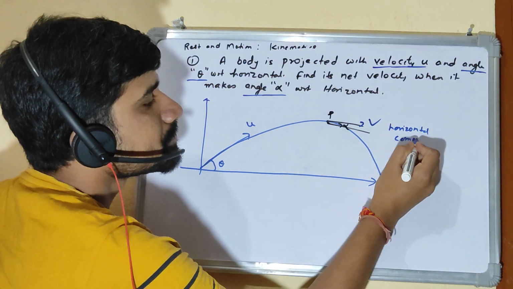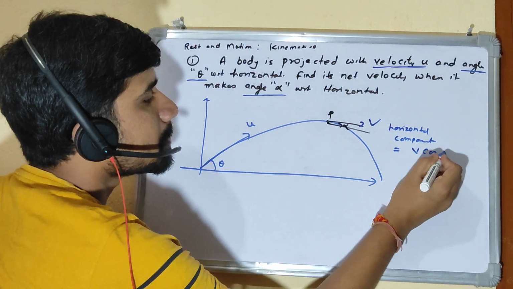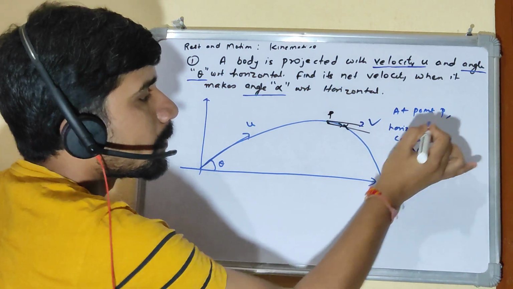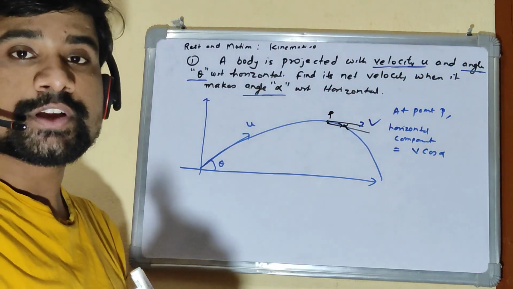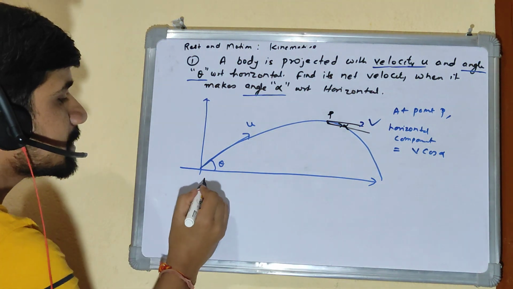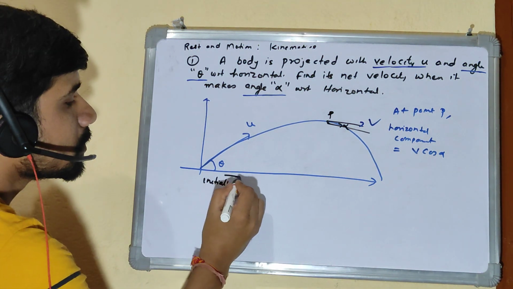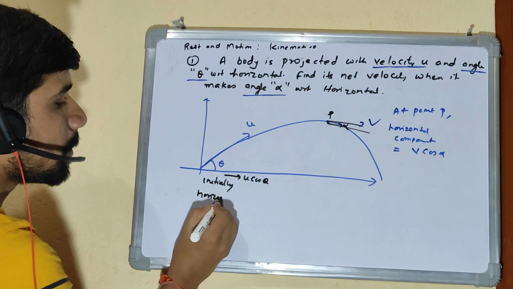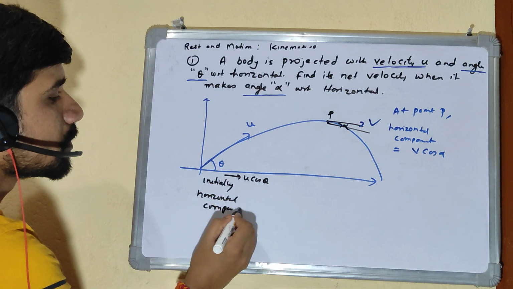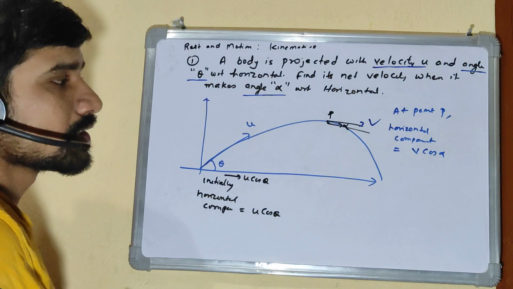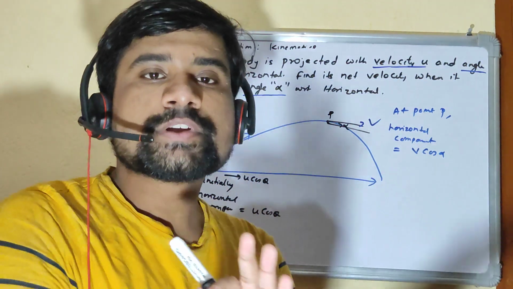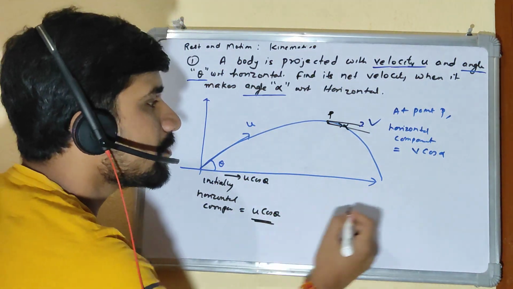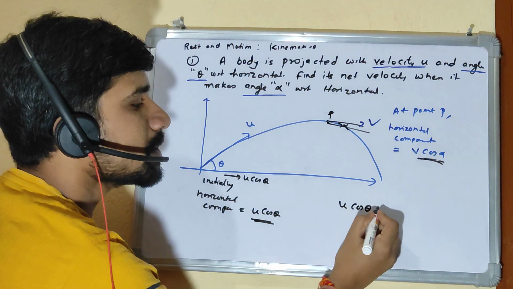So what is the horizontal component of velocity here? This will be v cos alpha, right? At point P, the horizontal component of velocity is v cos alpha, and initially the x component is u cos theta. You know that the horizontal component of velocity will never change for a projectile motion of this kind. So u cos theta will be equal to v cos alpha.